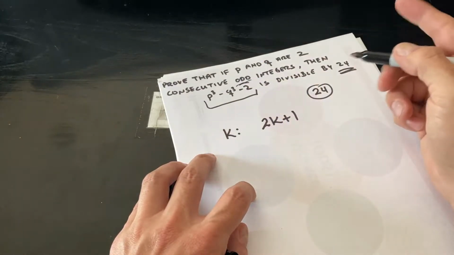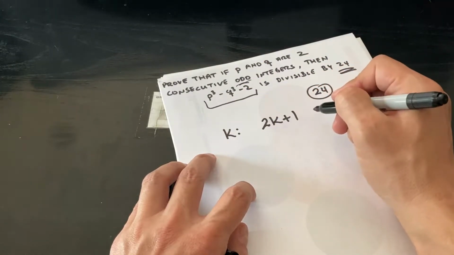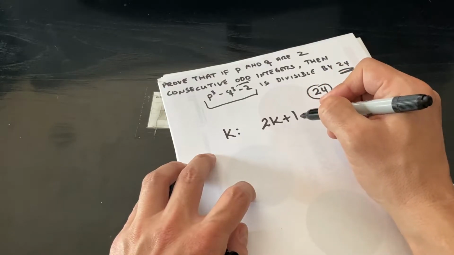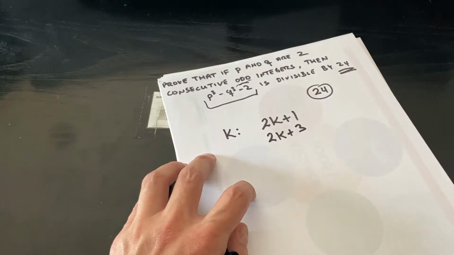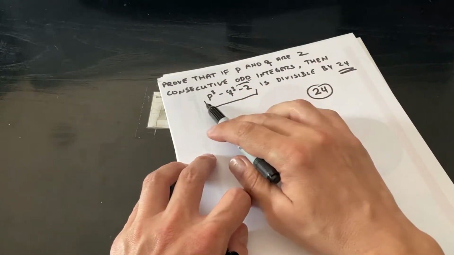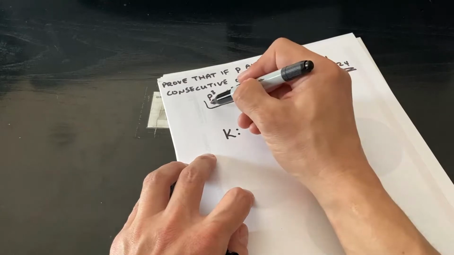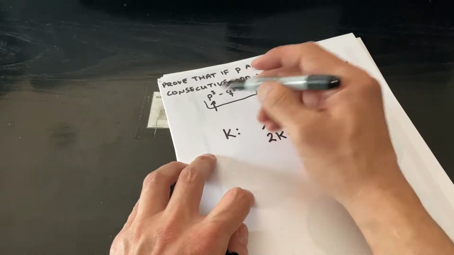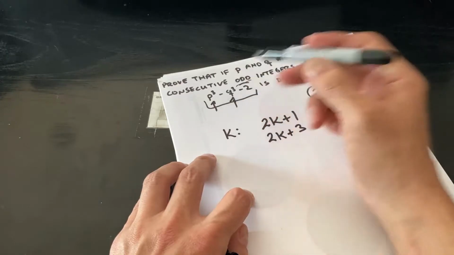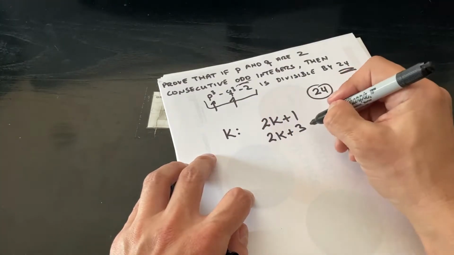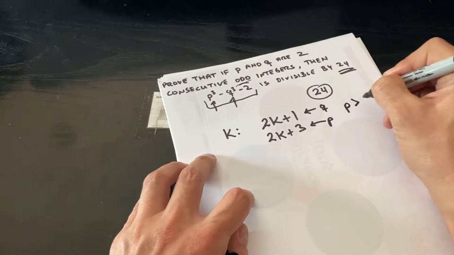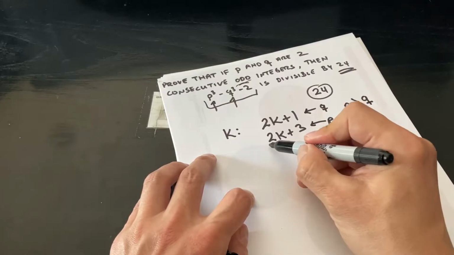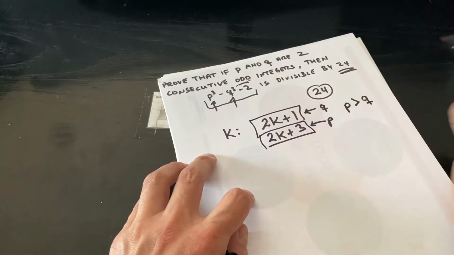Now, if they say consecutive, what's the next odd number after 2k plus 1? It's not 2k plus 2 because that would be an even number. So the next odd number after that is 2k plus 3. So here you have your two odd numbers that are consecutive, okay? Now, they're giving you this expression right here, so you're going to have to pick one of these consecutive numbers for p and one for q, but they're subtracting. So, of course, you're going to use the larger number as your p, which would be this, and the smaller number as your q. Here, p is larger than q. That's why we're picking this as p and this as q.